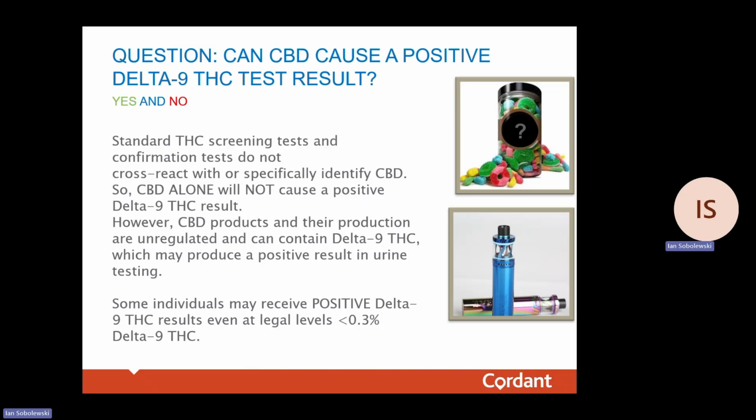Some states have a lot of legislation around CBD products and how much delta 9 or THC a product can have. Usually I know in some states it's below that 0.3%. Even that low level, if taken enough in high enough dosage, can cause a positive test result. So can CBD cause a positive for delta 9? Yes and no.